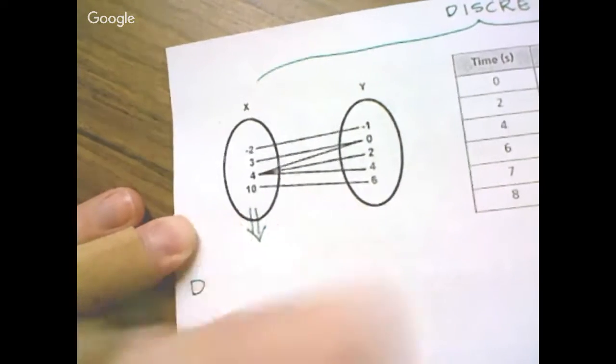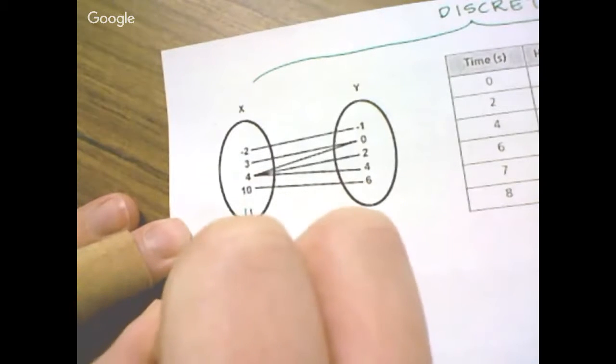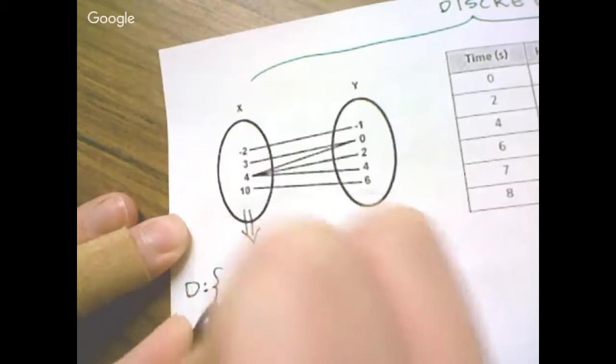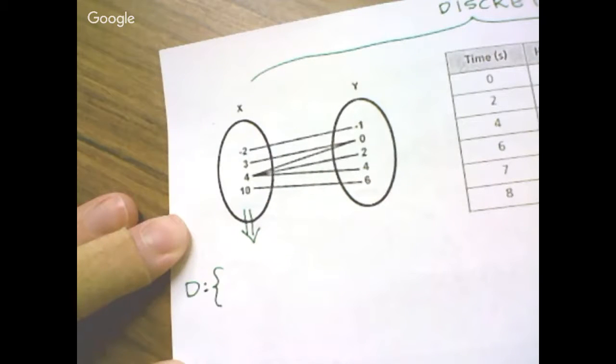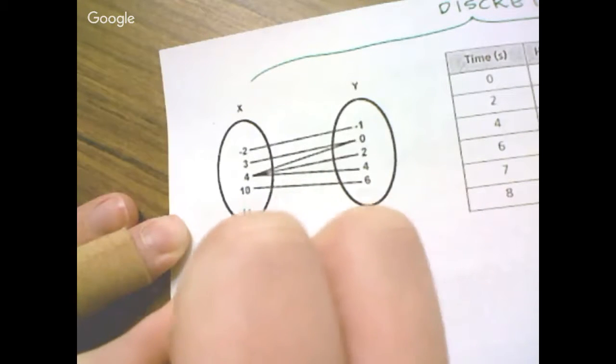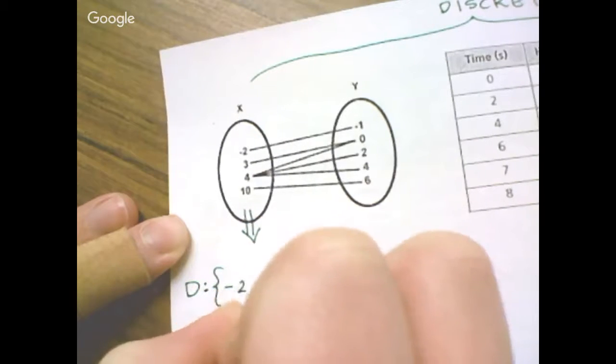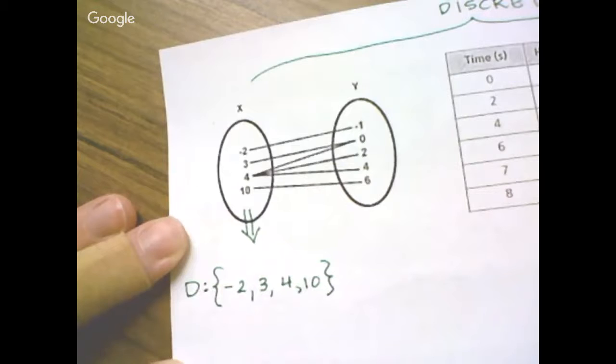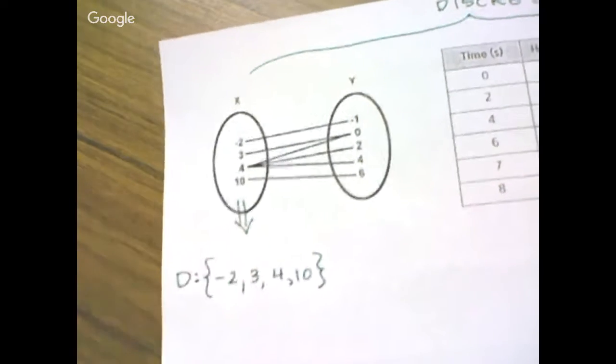We're going to say my domain, so D, includes, and we use a little colon. And then when we do our list, we use this curly bracket. So I just list them. I have -2, 3, 4, and 10. And that's it. I'm just making my list.